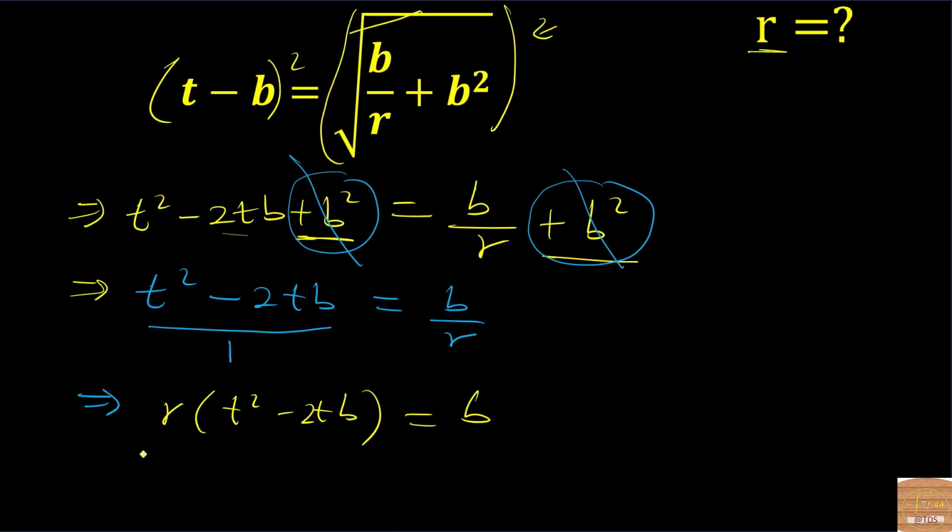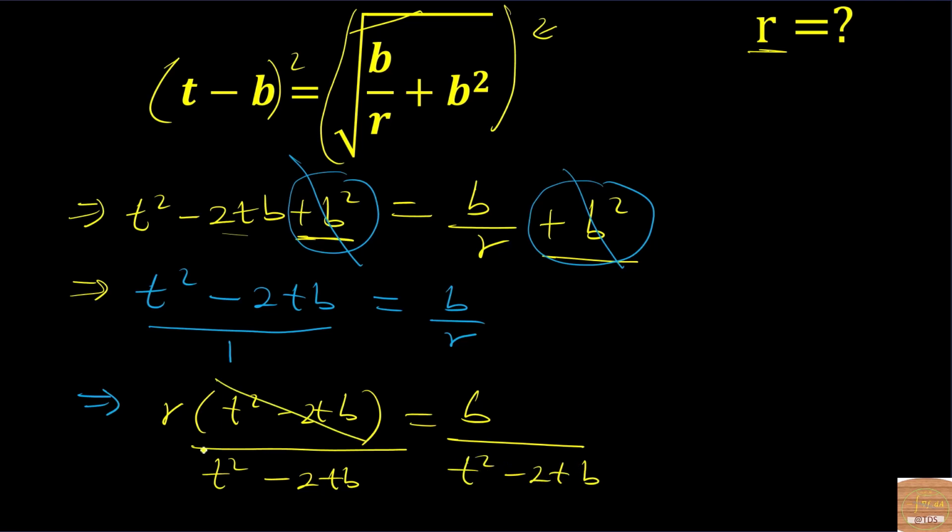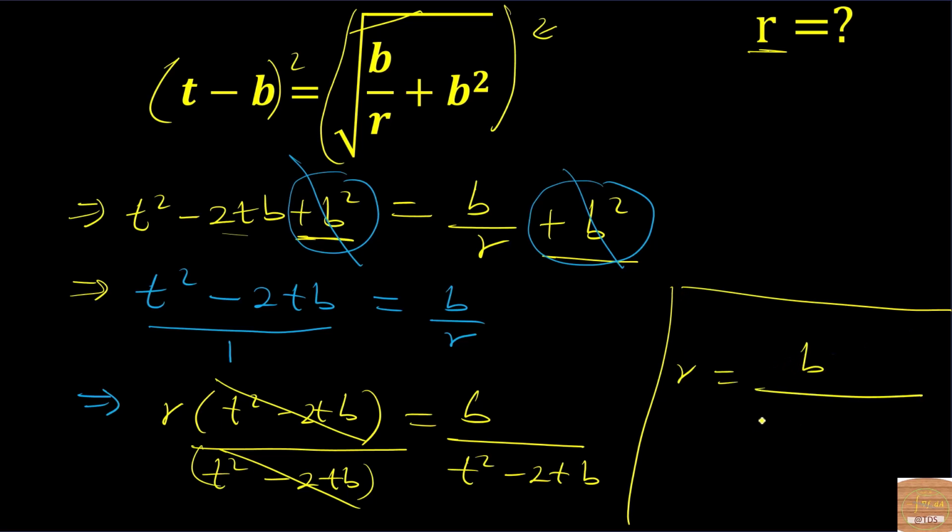So don't worry ourselves expanding this again. We just divide both sides by the coefficient of r. So we have T squared minus 2Tb. So this one will cancel this. So my r is simply b over T squared minus 2Tb. All right.